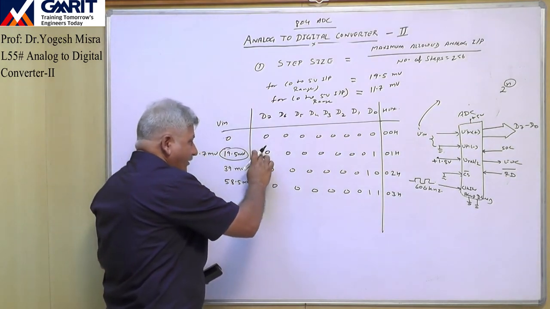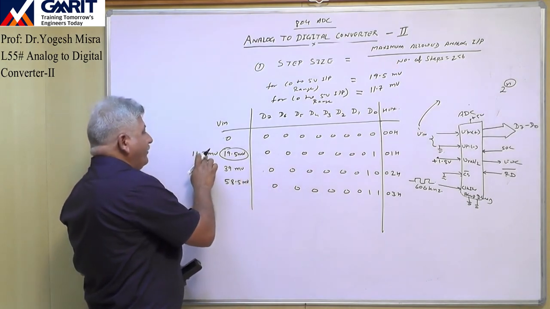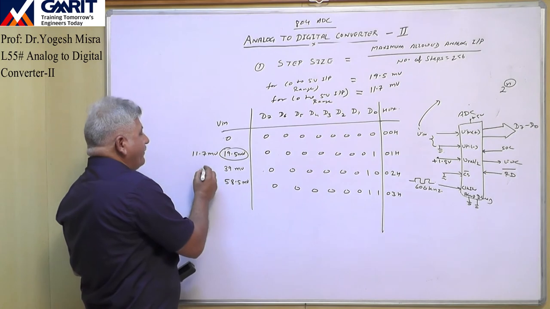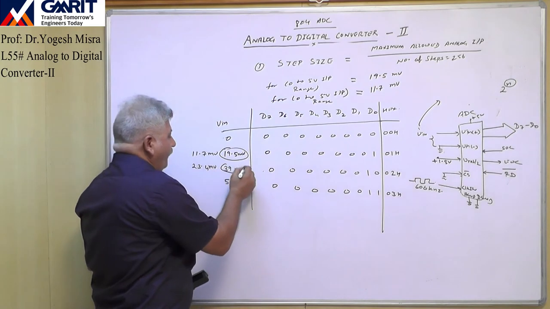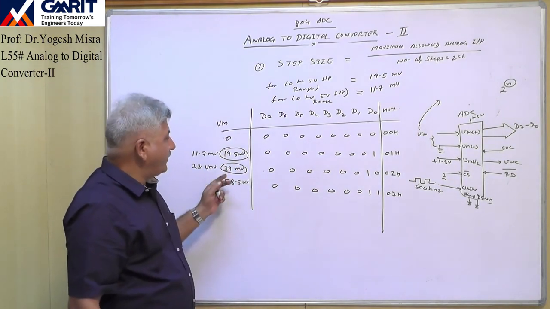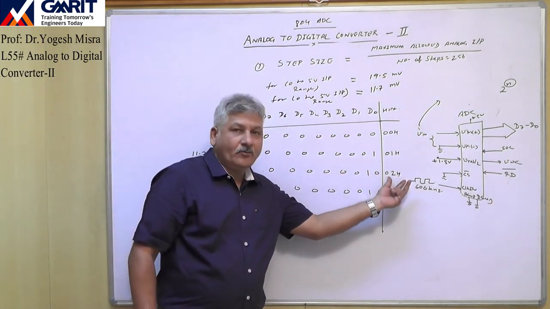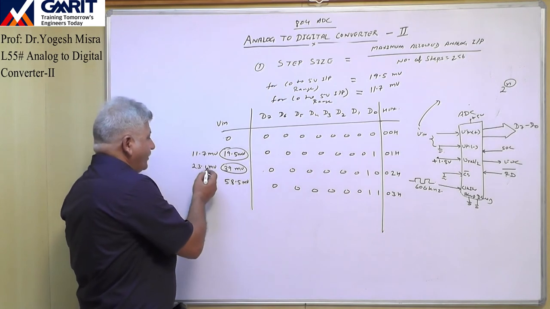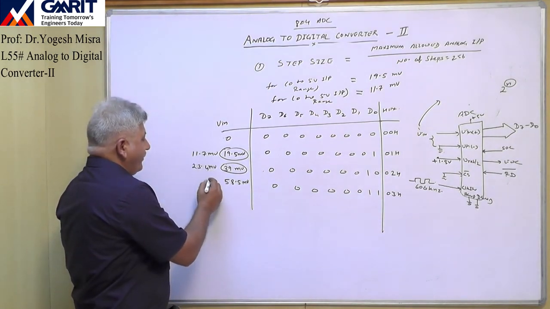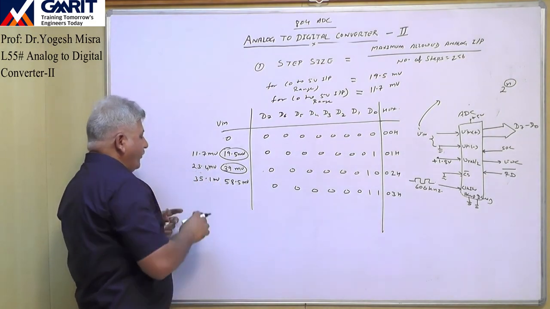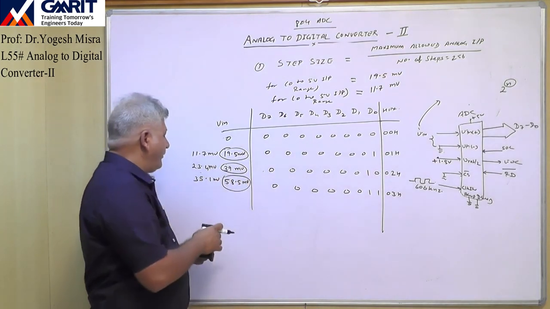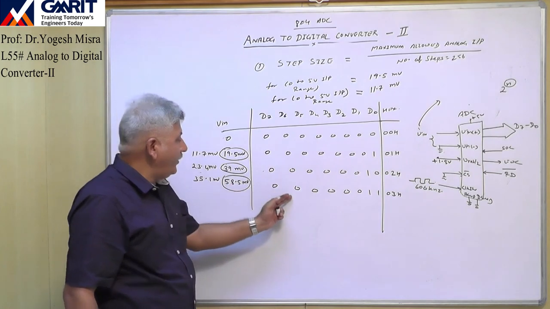Now, going from this state to this state, we now require 11.7 multiplied by 2, so it is 23.4 millivolt. If we apply 23.4 millivolt, then the system will go to this state. It will generate 02H. Now to this we add 11.7, then it will be 35.1. So if the analog input voltage is 35.1 millivolt, then the output will be this.